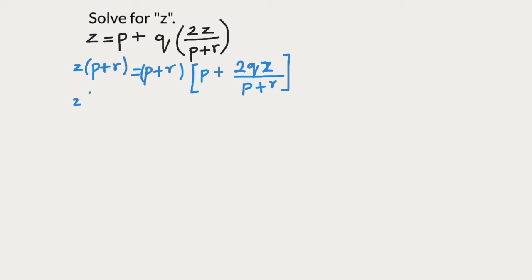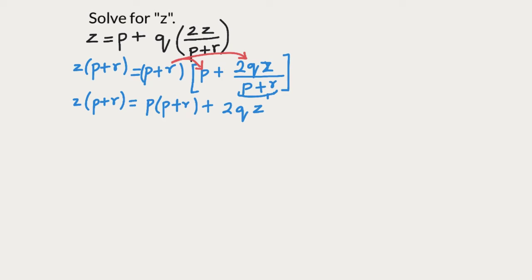We will leave the left hand side as it is, z times p plus r equals, and we will distribute on the right hand side p plus r times p and then p plus r times the second term. This simplifies to p times p plus r plus, because p plus r is present in the denominator in the second term here, so it just simplifies to 2qz.